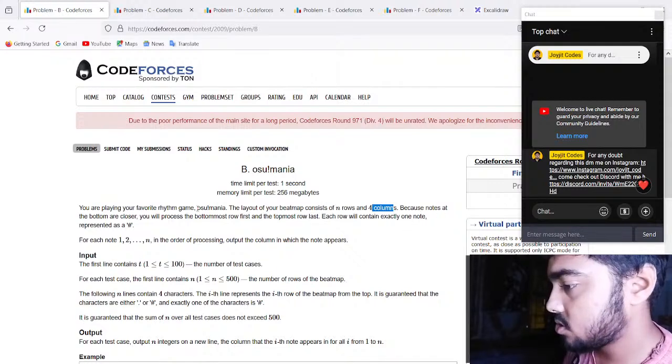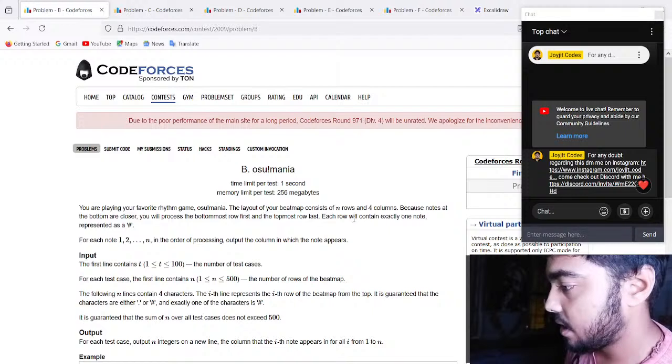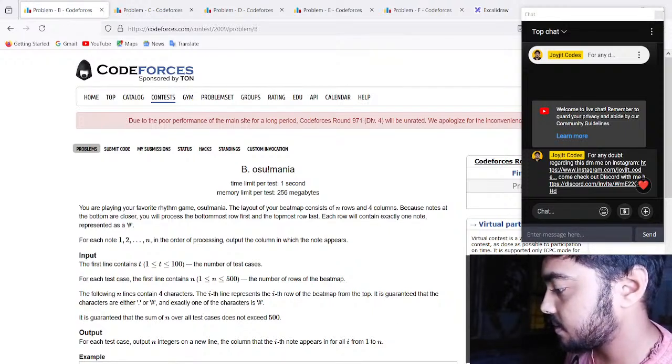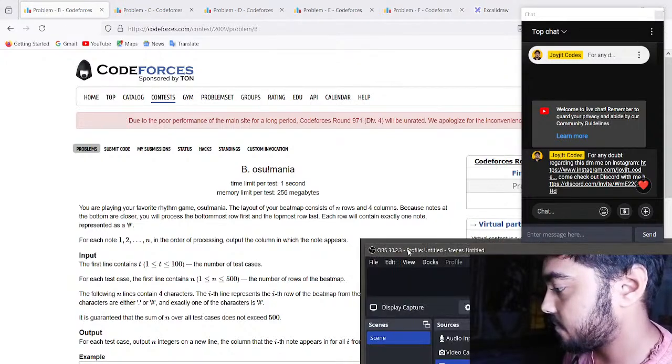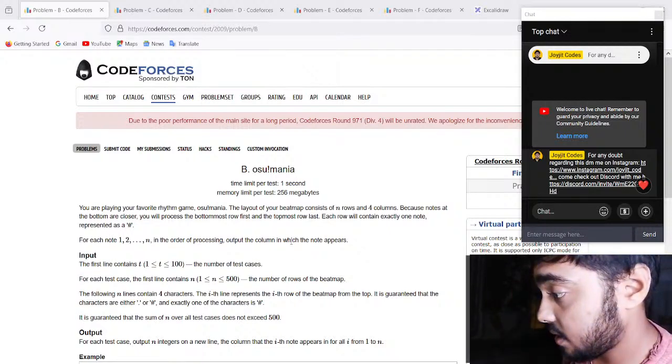Because notes at the bottom are closer, you will process the bottommost row first and the topmost row last. So basically, you have to traverse from the bottom to the top. Each row will contain exactly one note, which will be a hash. Okay.